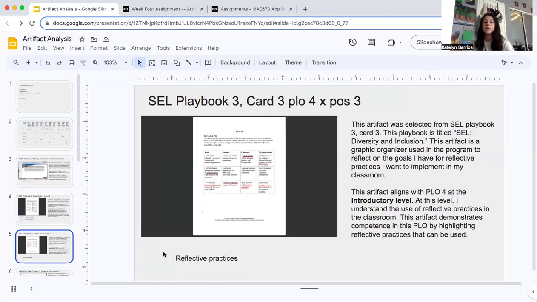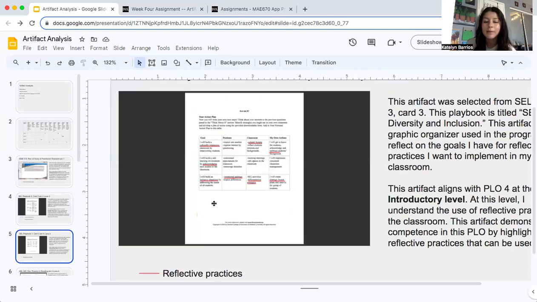This next artifact was selected from SEL Playbook 3, card 3. Once again, it was the graphic organizer that was provided in the program, and I went ahead and reflected on some of the goals that I had for my future classroom. Underlined in red, we have some reflective practices that can be implemented, such as acknowledging the students, providing students an inclusive classroom, and being culturally representative in the classroom, and how that goal would carry out, what the students would do, what the classroom would look like, and what my role would be in that.